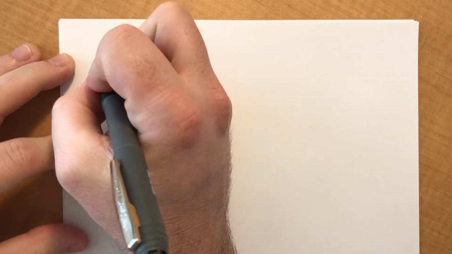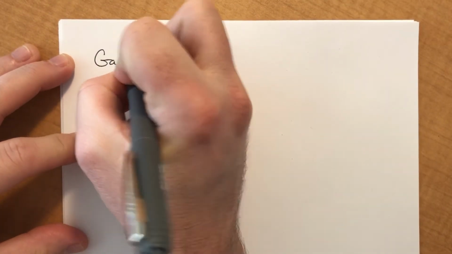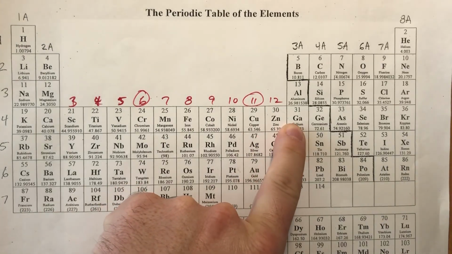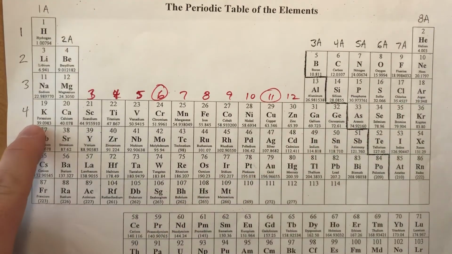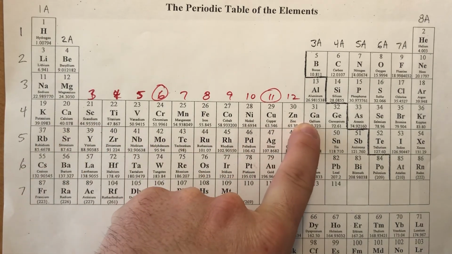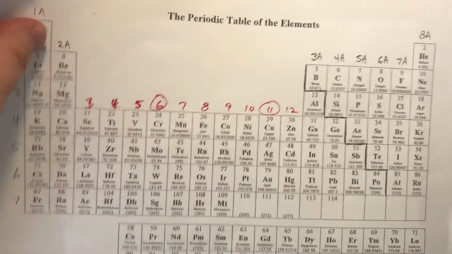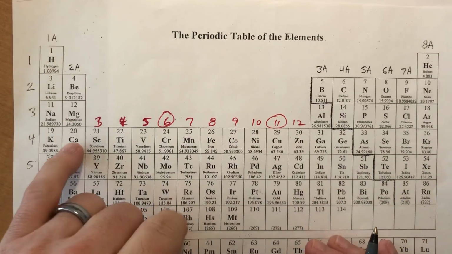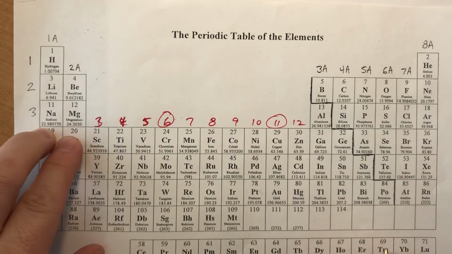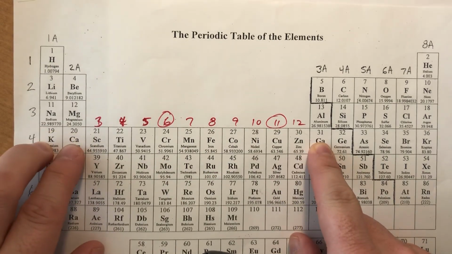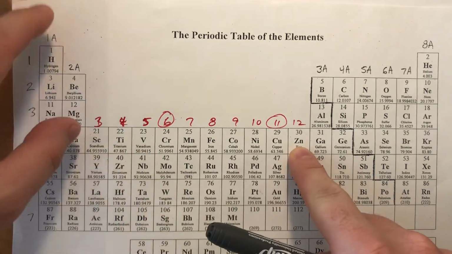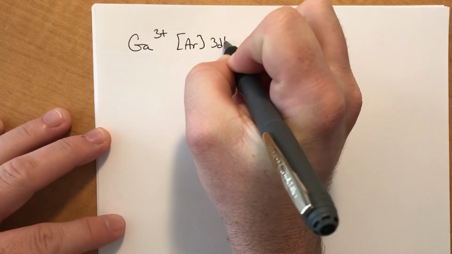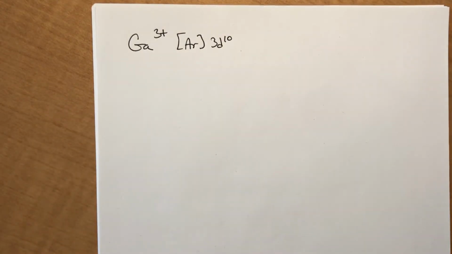Let's look at gallium 3+. Gallium is element 31. We would expect it to be argon 4s2 3d10 4p1. When we have a 3+ charge, we remove the 4p first, and now our choices are between the s and the d, so the s get removed first. So we remove 1p and 2 s's, so we just end up with argon 3d10. So the s electrons get removed first.